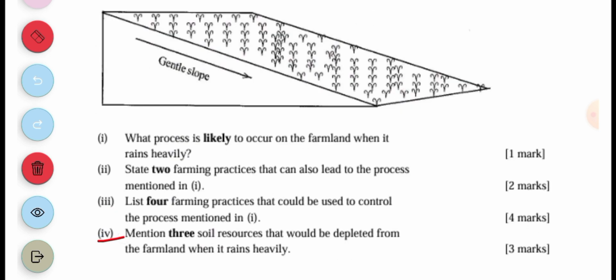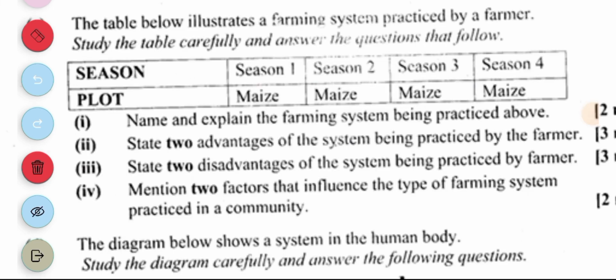And the IV says mention 3 soil resources that would be depleted from the farmland when it rains heavily. So when it rains heavily, the topsoil will be washed away. 1, organic matter will also be lost. Then also soil nutrients will also be lost. The table below illustrates a farming system practiced by a farmer. Study the table carefully and answer the questions that follow.